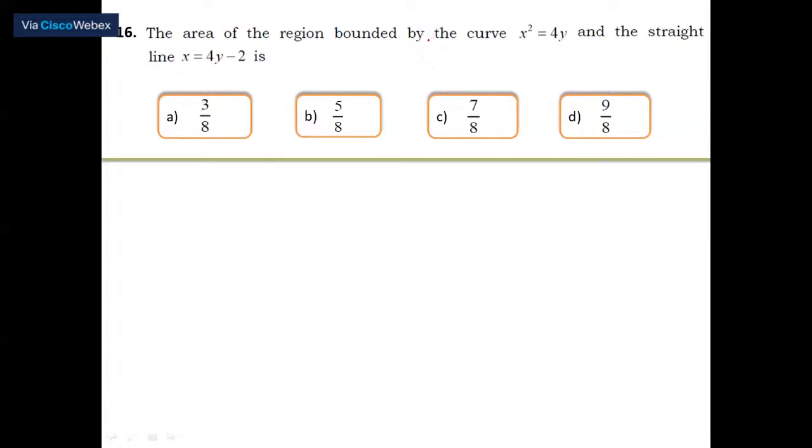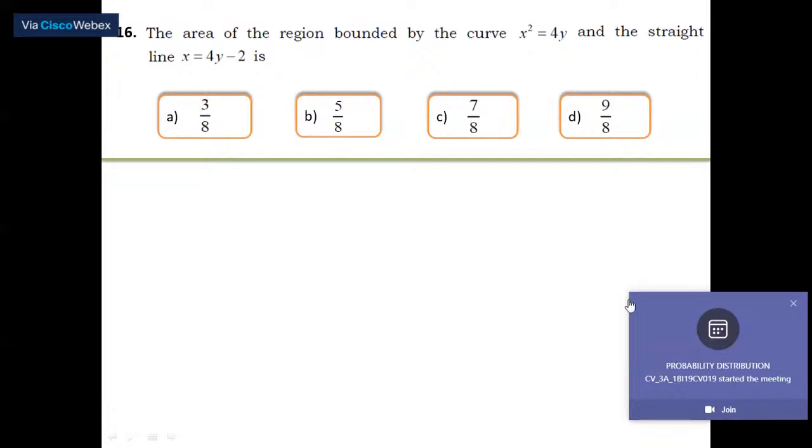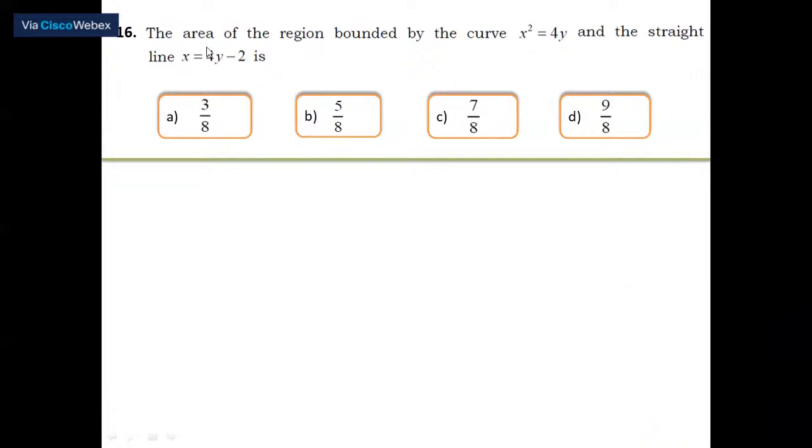Okay, here it is asked to find the area bounded between the curves x square is equal to 4y and the line x is equal to 4y minus 2. And when it is x square is equal to 4y, our parabola is symmetric about the y-axis. Let us consider the parabola on our xy plane. Fine. Then the line x is equal to 4y minus 2.